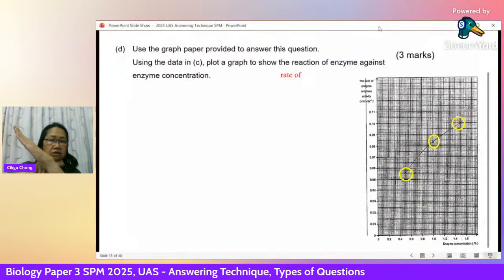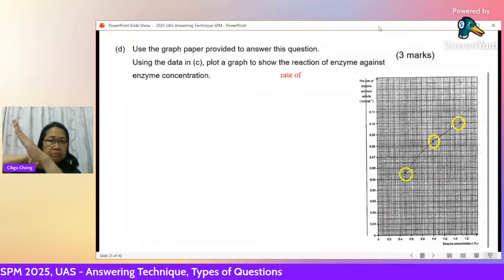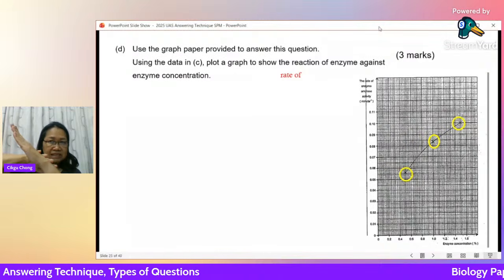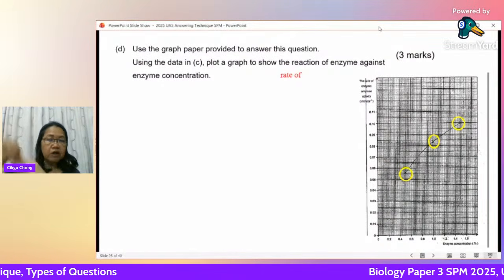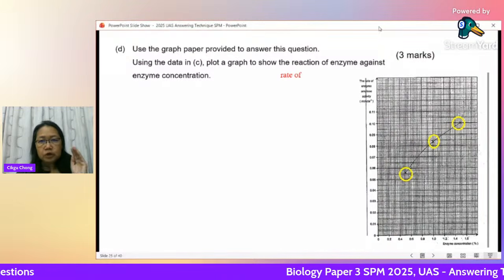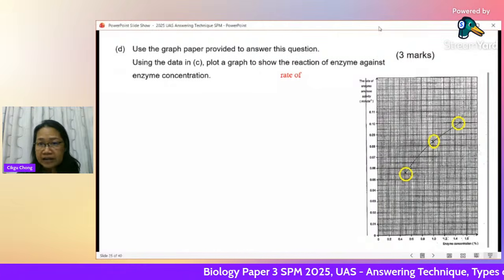You're only passing 2 out of 3, right? That means you already skip some of the points. For bio, don't skip. You have to draw a curved line.